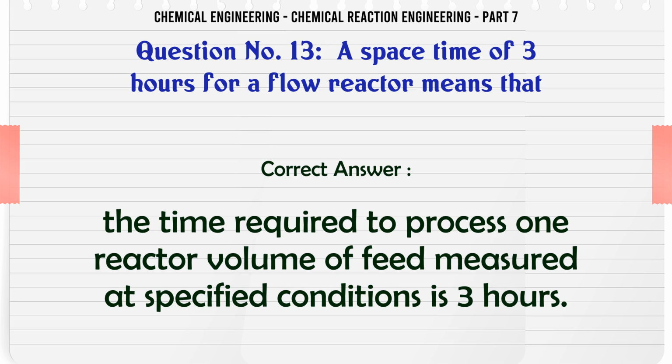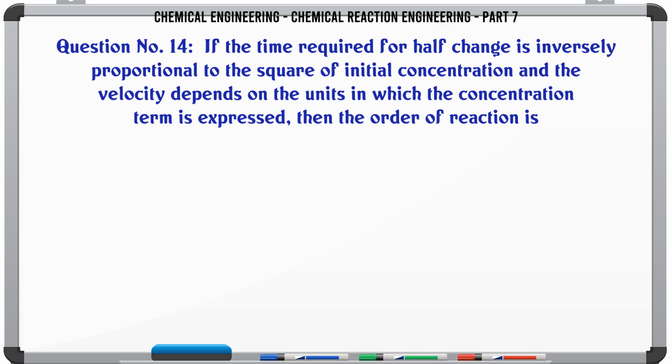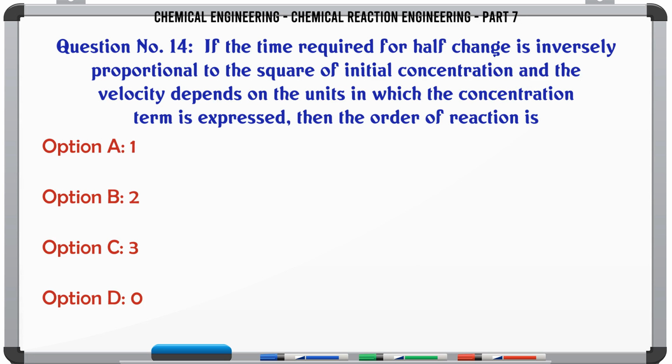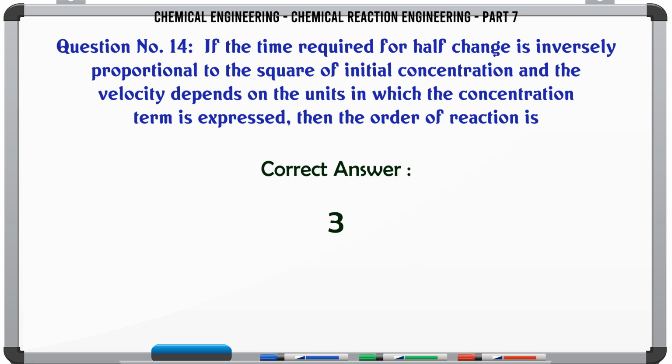If the time required for half change is inversely proportional to the square of initial concentration, and the velocity constant depends on the units in which the concentration term is expressed, then the order of reaction is: A. 1. B. 2. C. 3. D. 0. The correct answer is 3.